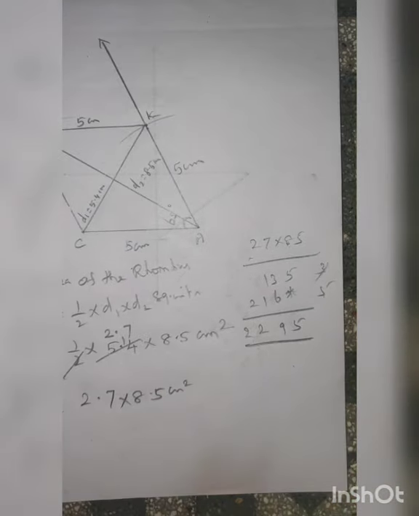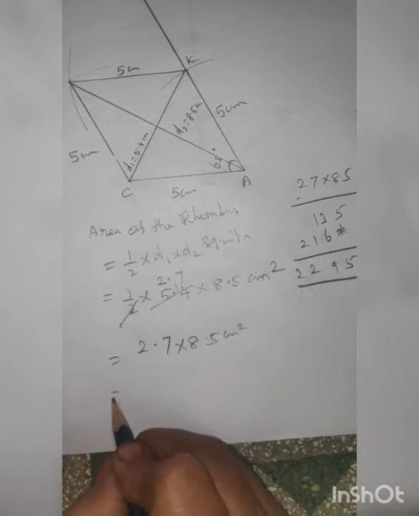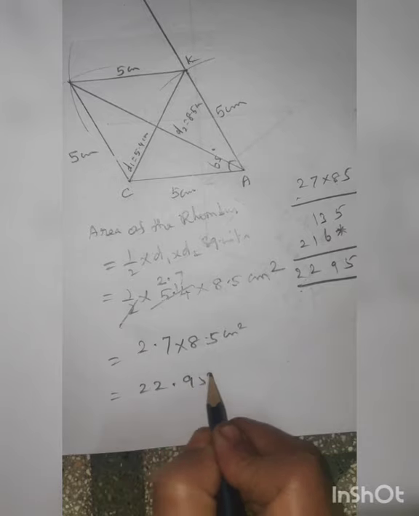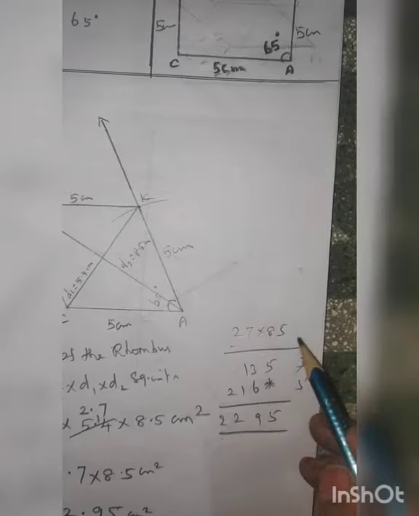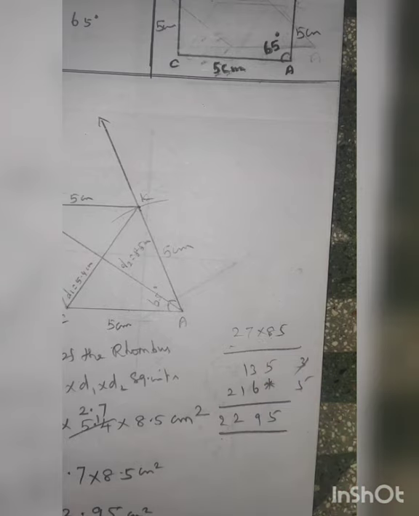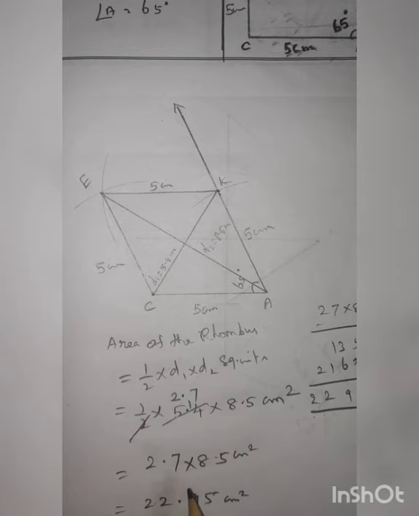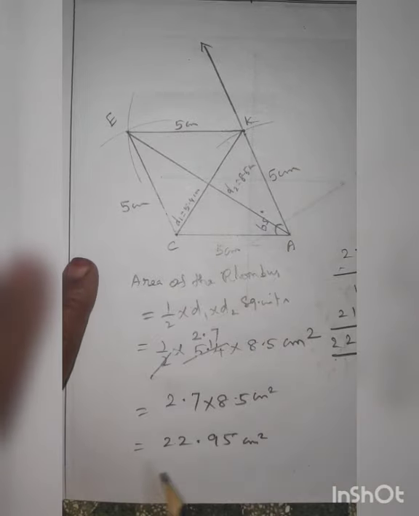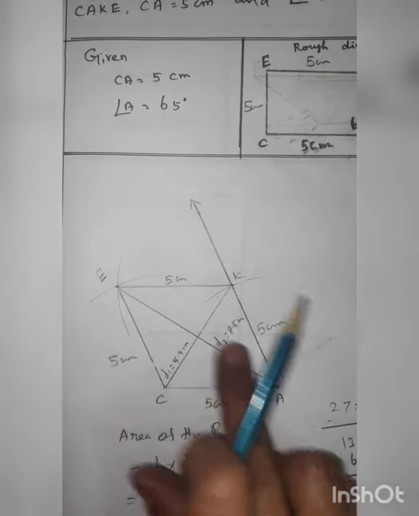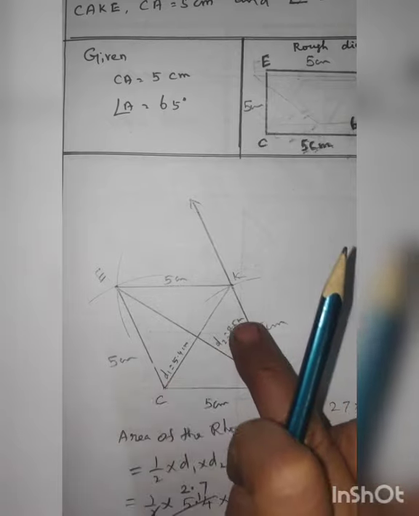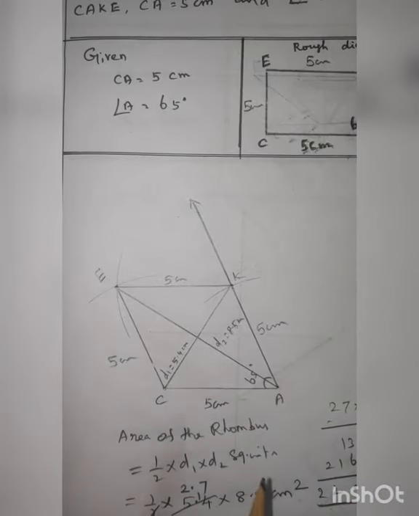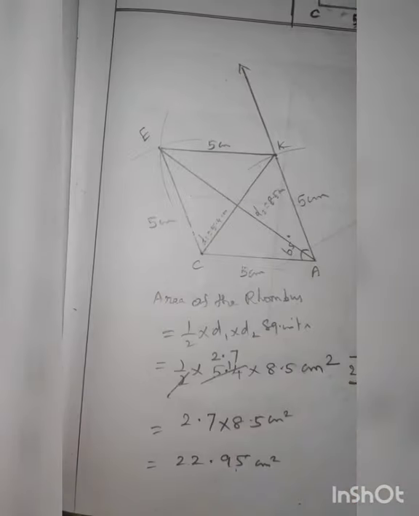Equal to 22.95 centimeter squared. Multiply the D1 value and D2 value and get the answer equal to 22.95 centimeter squared. Here the diagonal is not given, so you draw the diagonal and measure the lengths D1 and D2. Substitute these two values in the formula and get the answer.